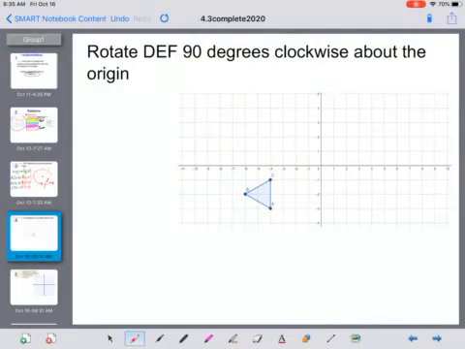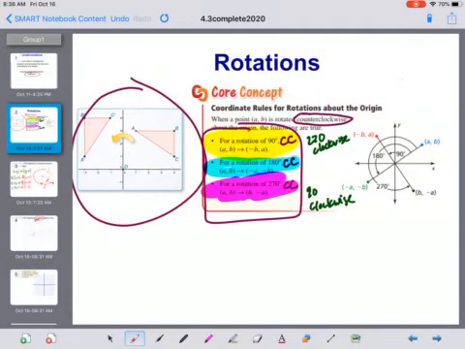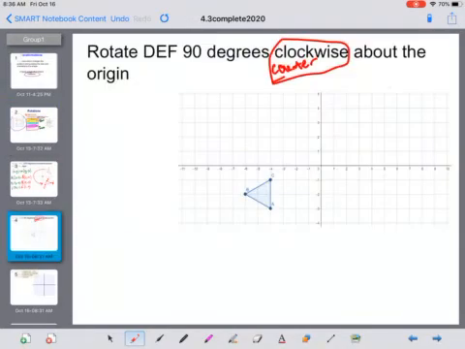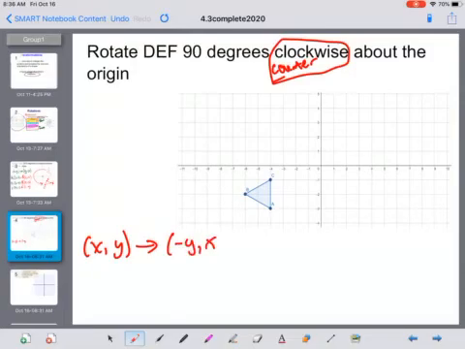For this next one, rotate 90 degrees clockwise. This would actually be the same thing as 270 degrees counterclockwise. So we're going to change this one to 90 degrees counterclockwise. Make sure you add that. And then remember, when we're doing 90 degrees counterclockwise, that means we're going to go opposite of y, comma x, so b comma a.